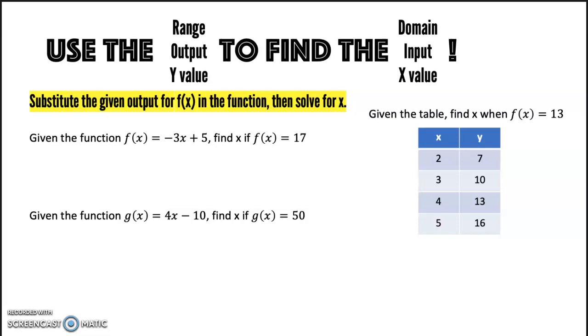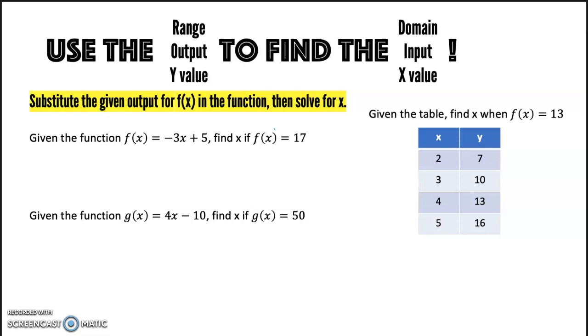So now we're going to do the same exact thing, but just opposite. They're going to give us the range, the output, the y value, and we're going to find the domain, the input x value. So we're going to substitute the given output for f of x in the function, and then solve for x. So this first example, given the function f of x equals negative 3x plus 5, find x if f of x equals 17.